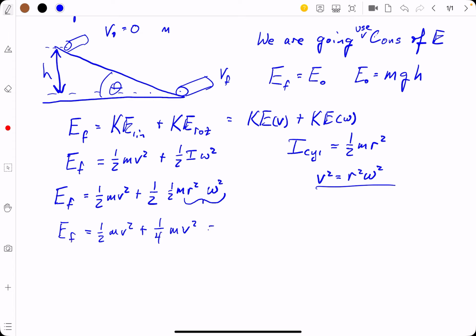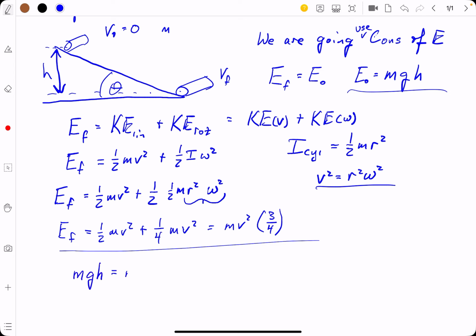We can factor out the mv squared. We've got 1/2 plus 1/4, that's 3/4. And now we can equate this with this. So initially we have mgh. Finally we have, well, let's do our 3/4 first.